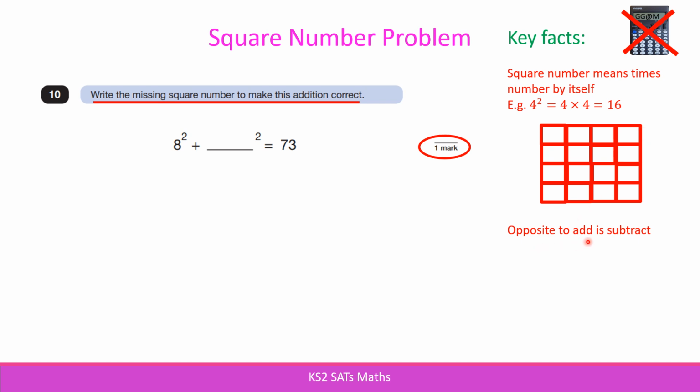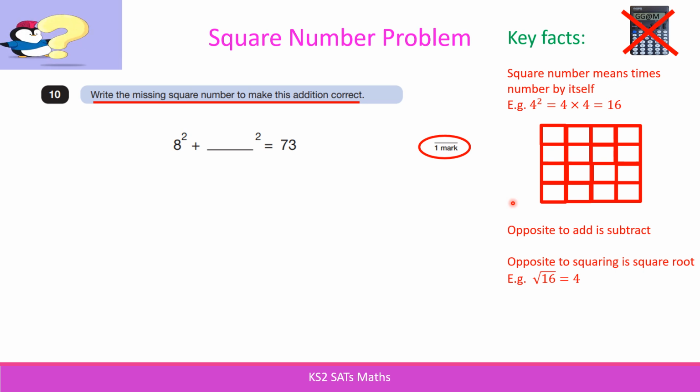Now the opposite to add is subtract, and the opposite to squaring is the square root. So if we know that 4 squared is equal to 16, that means the square root of 16 goes back to where you started, to 4. So here's my square and I root it, I get the answer here, which is 4. How many down the side? Press pause, have a go at working out what is in the gap, and then press play when you're ready to hear the answer.